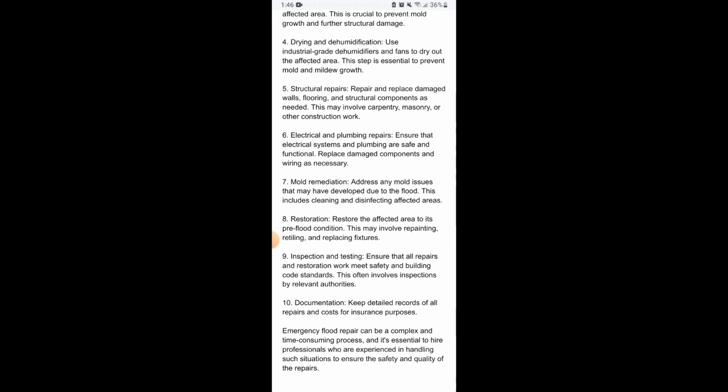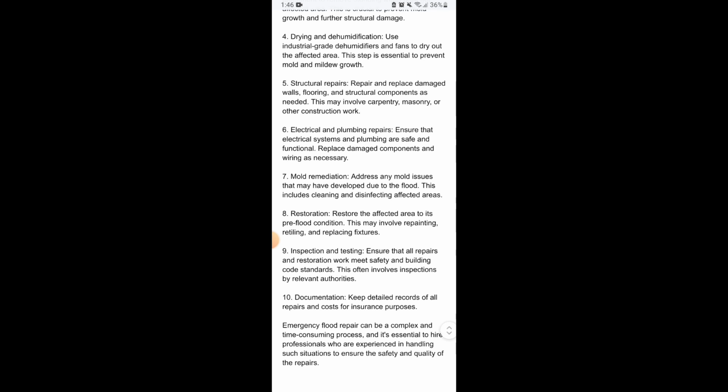Step number six, electrical and plumbing repair. This step is very important, so listen carefully. Ensure that electrical systems and plumbing are safe and functional. Replace damaged components and wiring as necessary.